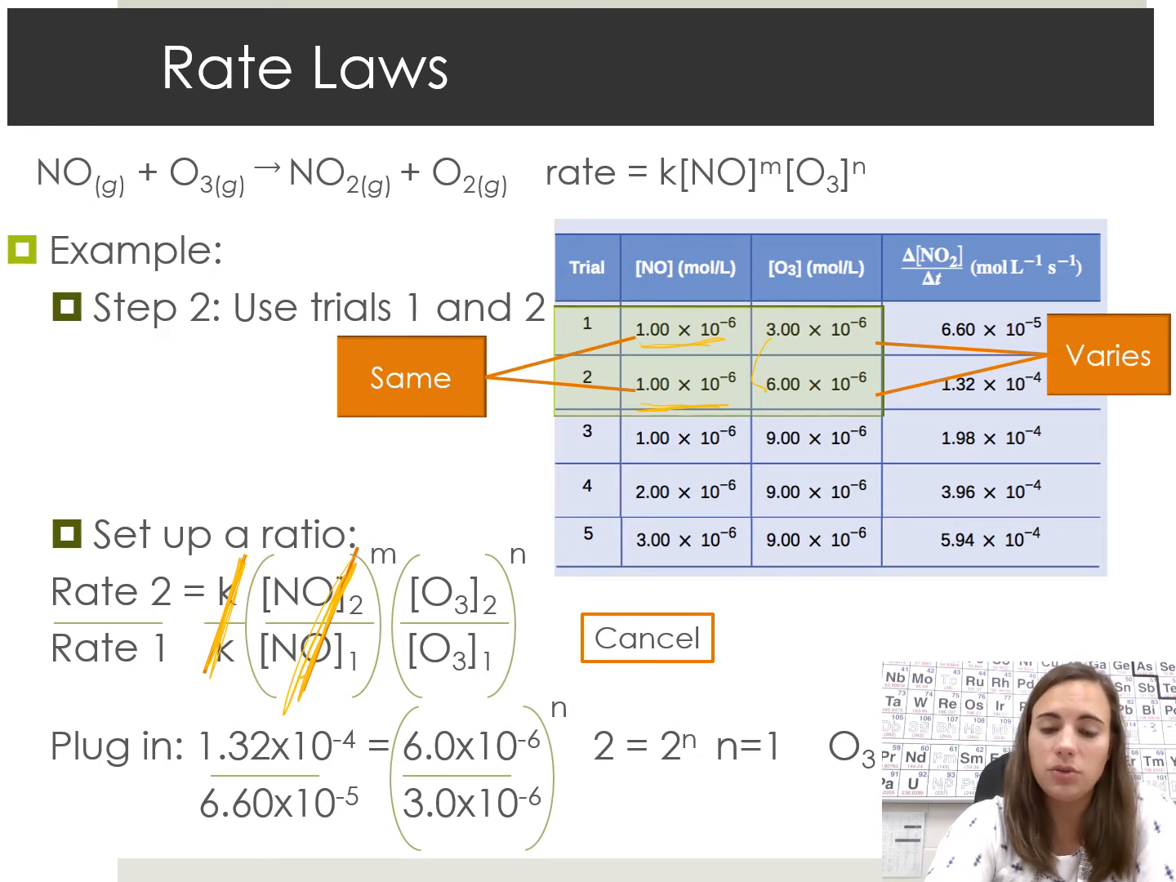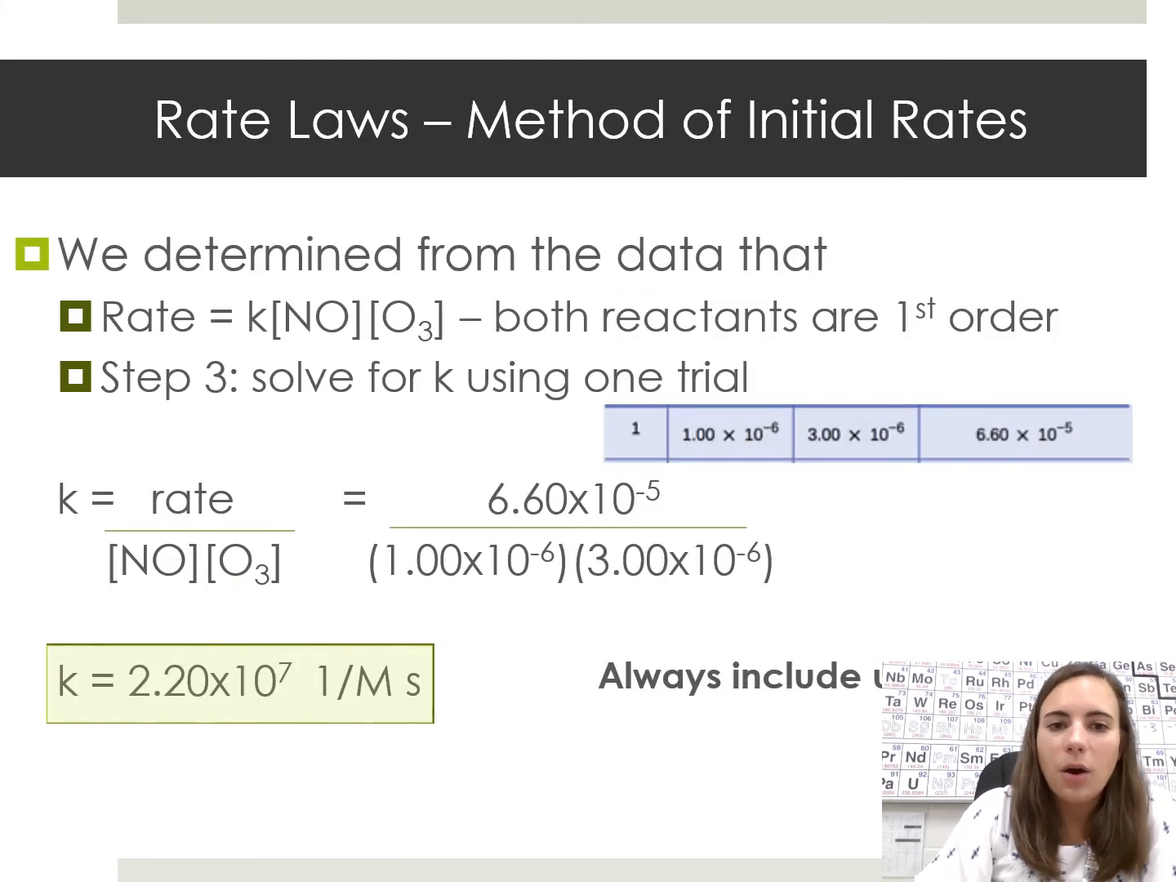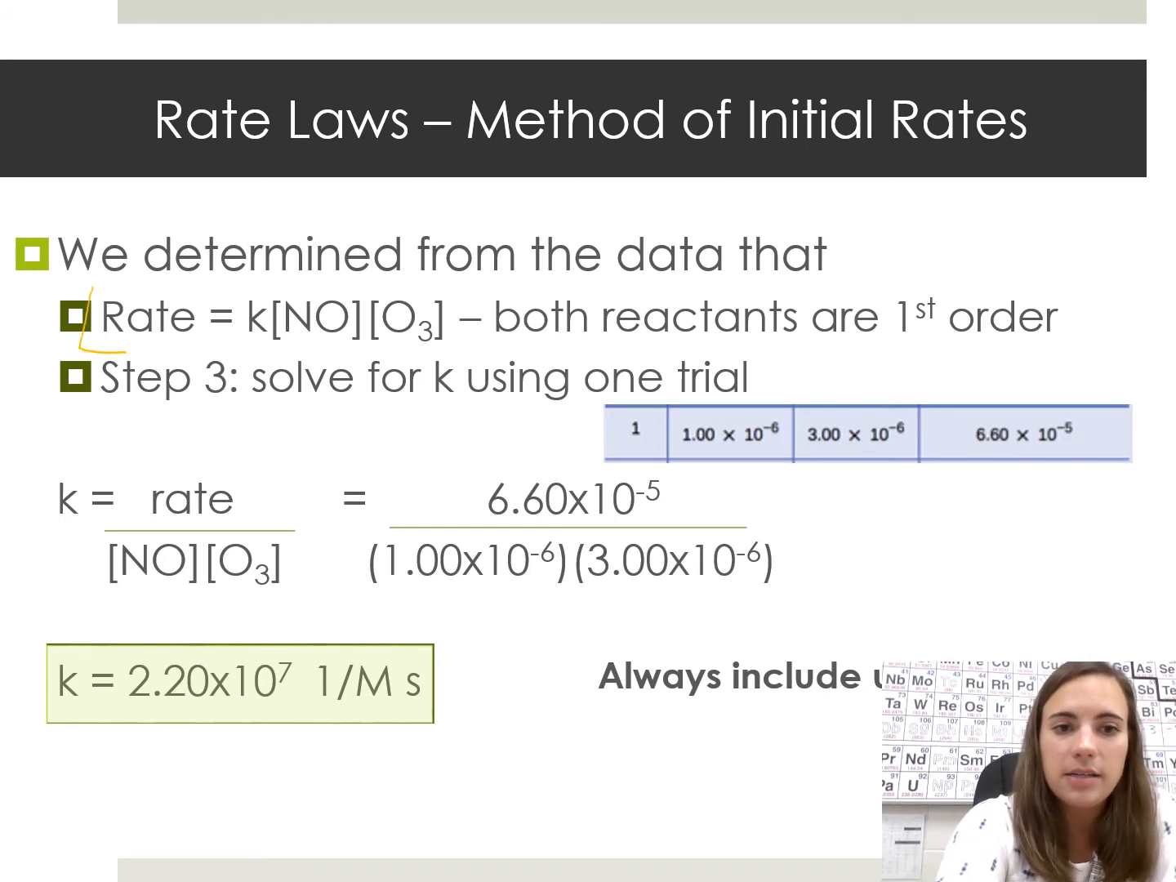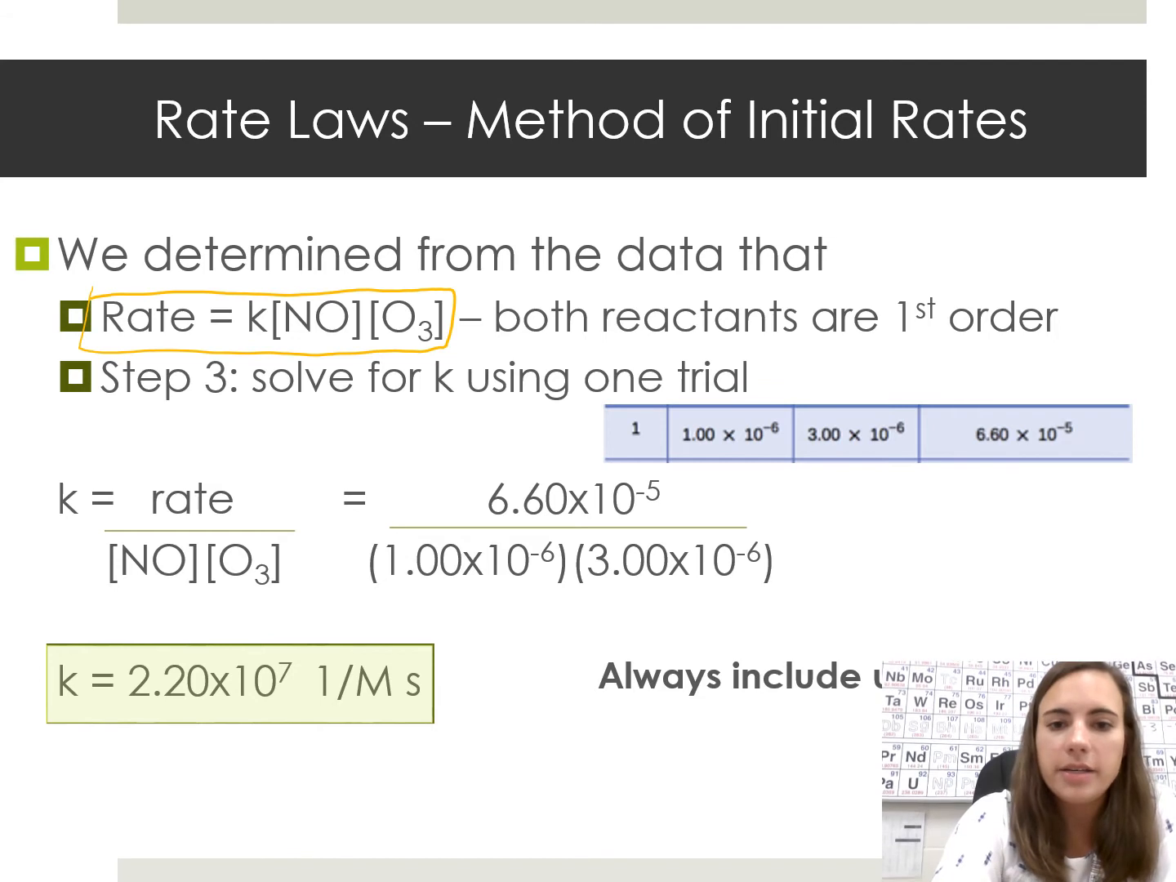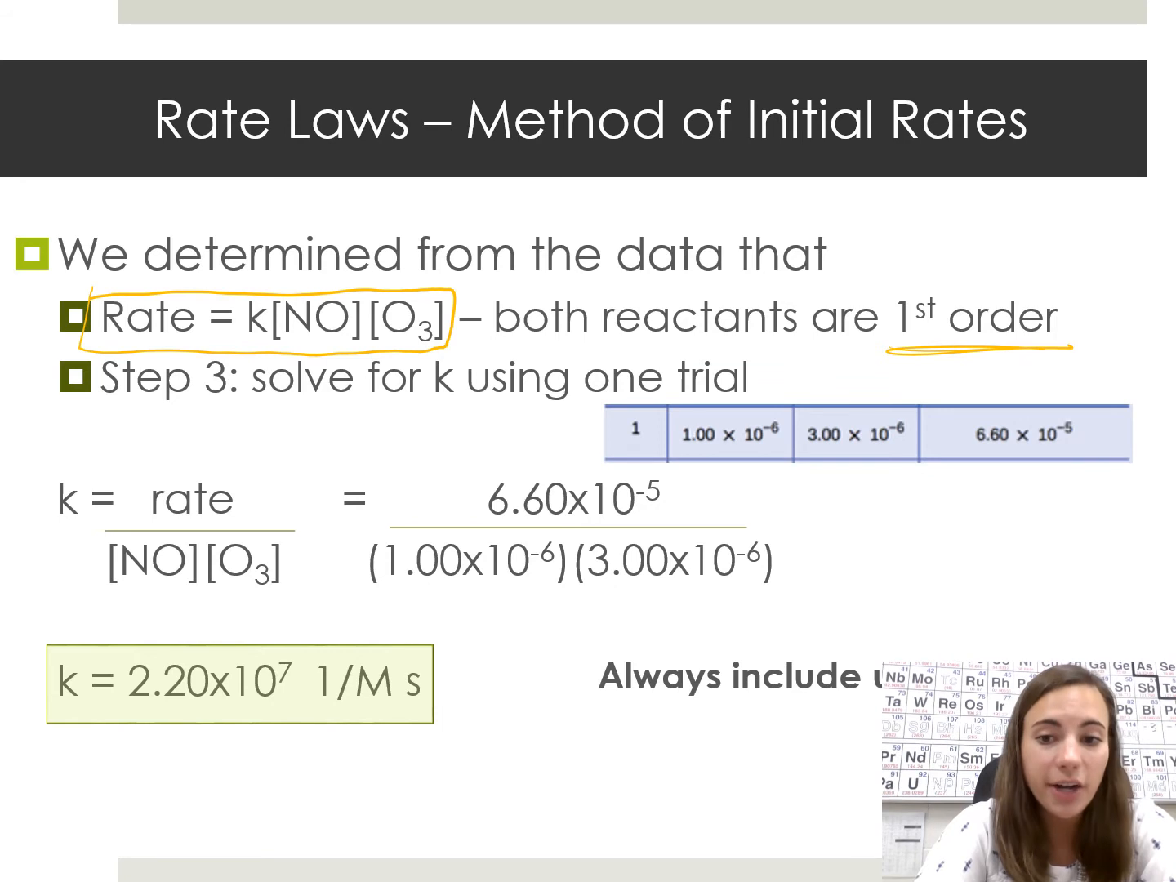Again, I get 2 equals 2 to the n. So this one's very simple to see that n has to be 1. So ozone is first order. So now, based on the experimental data, I was able to determine that this is my rate law because both reactants were first order. Now that I know my orders of the reactants, I can figure out what my rate constant is. I'm just going to pick a trial. It does not matter what trial you choose. I just picked the first one here, and I'm going to plug everything in.